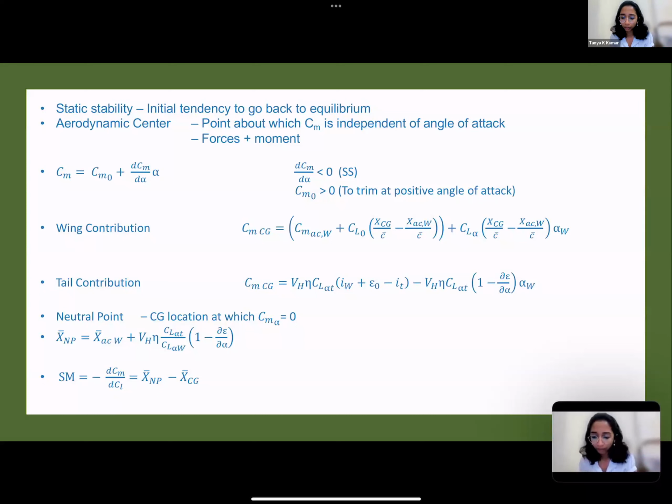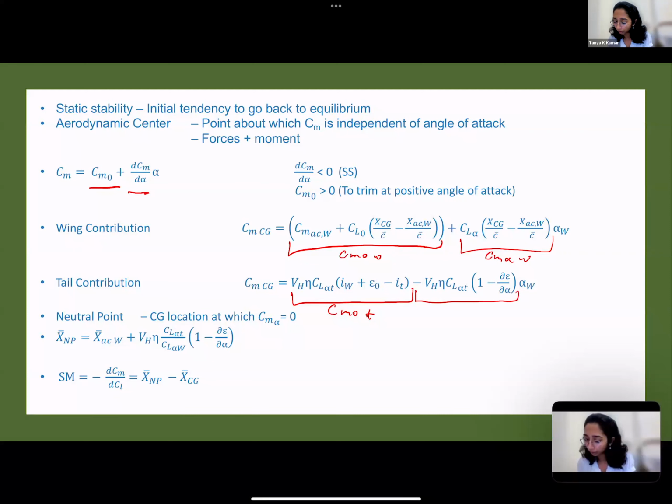Now the equation for CM is CM naught plus dCM by d alpha into alpha. And the only condition for stability is dCM by d alpha should be less than 0. What is dCM by d alpha? It's the rate of change of pitching moment at the CG due to change of alpha. Now wing contribution. This is the wing contribution towards CM naught. This is the tail contribution towards CM naught. This is the wing contribution towards CM alpha. And this entire thing is the wing and tail contribution towards CM alpha.